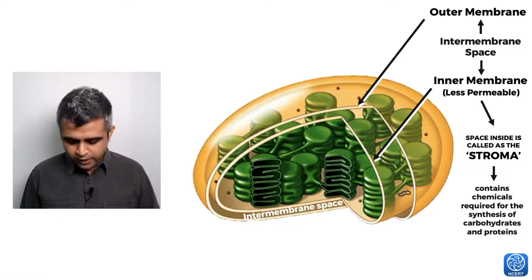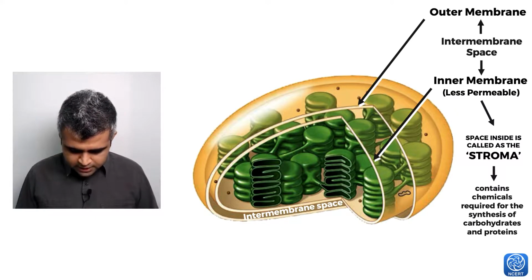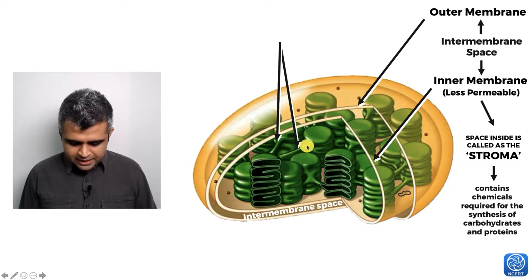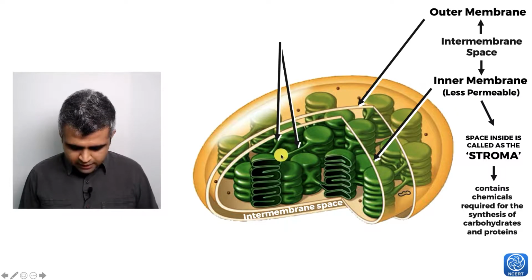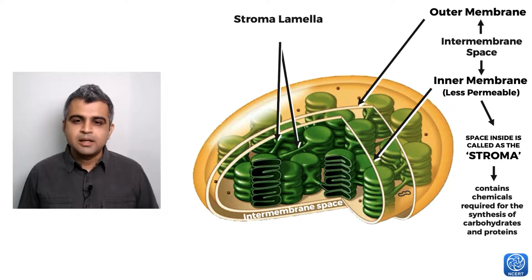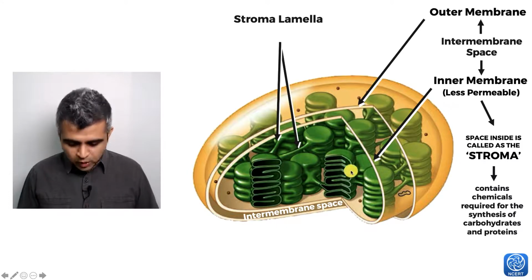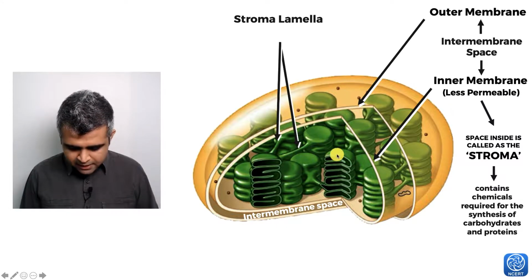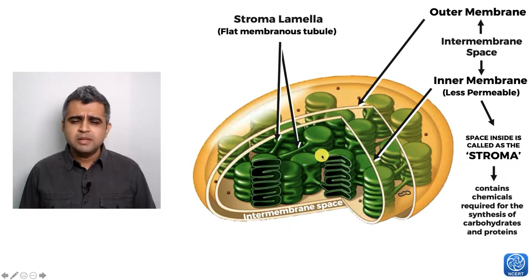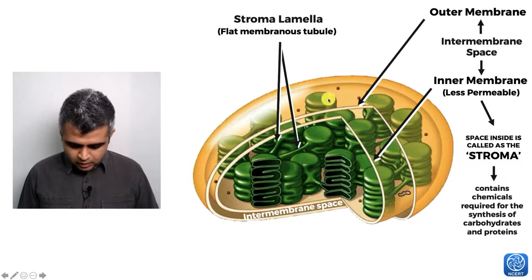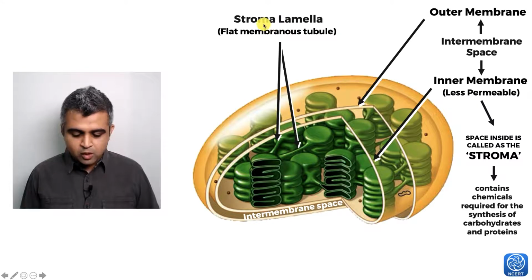Clear? Okay, moving on. You will also notice that here there are these little tubes which are connecting a few things inside the stroma. These little tubes are called the stromal lamellae. Does this now ring a bell? What is a lamella or a lamina? It means a membrane. So inside the stroma you have these little tubes, tubes made of membrane. They are called the stromal lamellae. They are basically flat membranous tubules. What they are connecting will become clear in the next 5 minutes. But these membranous tubes are called stroma lamellae.